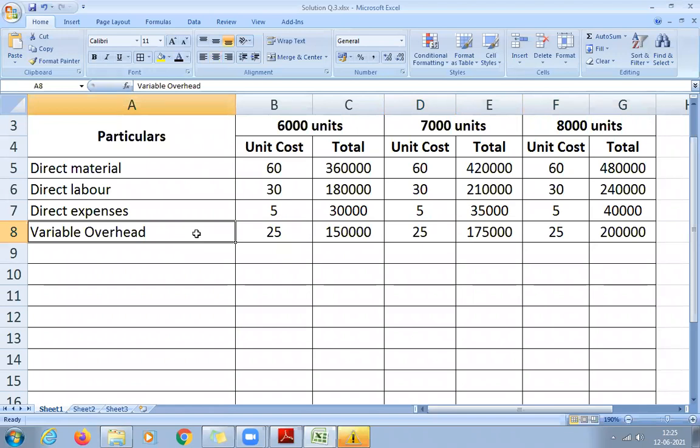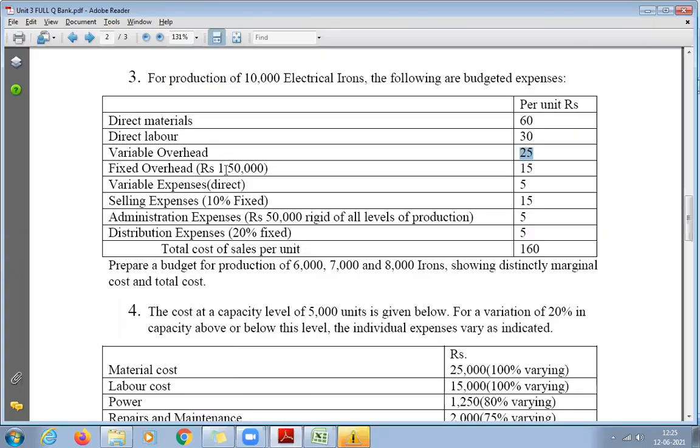Okay. Next, he has given us fixed overhead. Now, when it comes to fixed overhead, how do we calculate? He has given us the total and he has given per unit. Which one will you take for 6,000, 7,000, 8,000? How to calculate when it is fixed overhead?